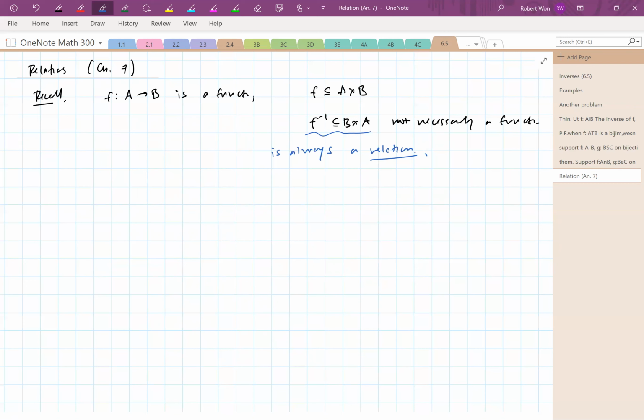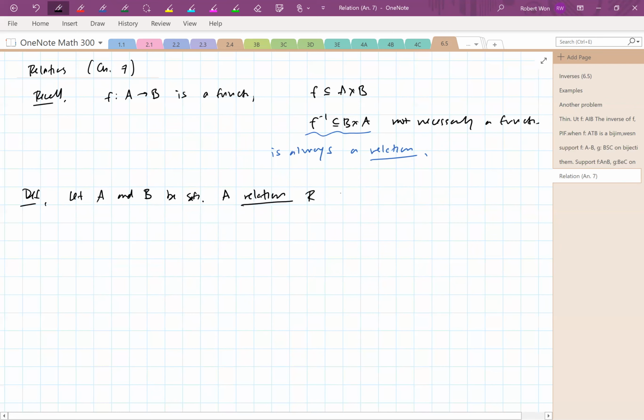Okay, so let me give you the precise proper definition. Let A and B be sets. A relation, which I'll call R from A to B, is just defined to be a subset of A cross B. Any old subset of A cross B is something that I'll call a relation. So of course now f and f inverse will both always be relations because they're both subsets of a Cartesian product.